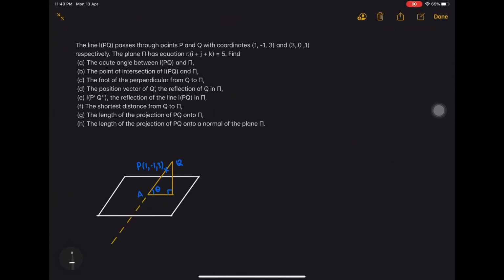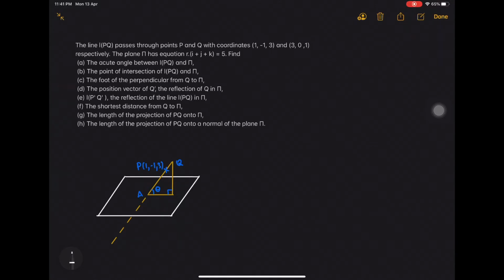Today I'm going to show you an example of a line and a plane vector type of question. In this question, we are given a line PQ passing through the points P and Q, and the coordinates of P and Q are given. We are also given the equation of the plane. The first part of the question is asking us to find the acute angle between the line PQ and the plane.